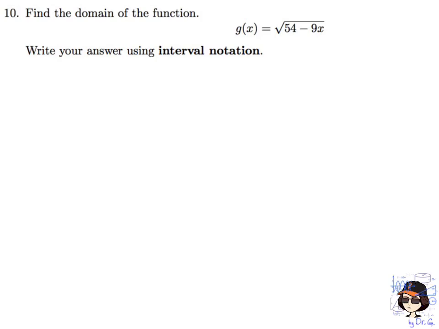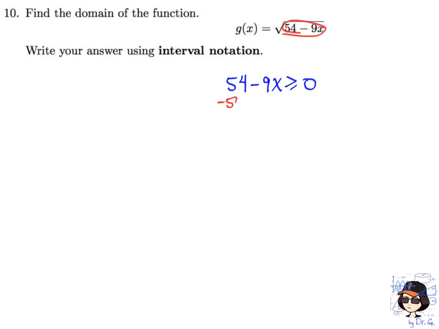So to get a real number, when we take the square root of something, means that the thing inside the square root has to be non-negative. So the thing inside the square root, 54 minus 9x, can't be negative. So let's figure out what that means. That means 54 minus 9x has to be greater than or equal to 0. So equal to 0 is fine because we can take the square root of 0. So let's solve that inequality.